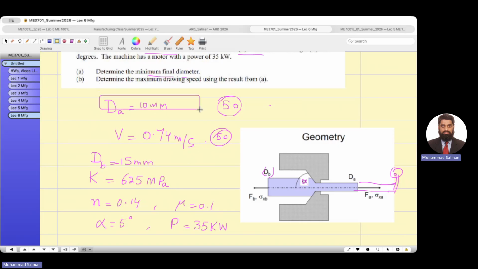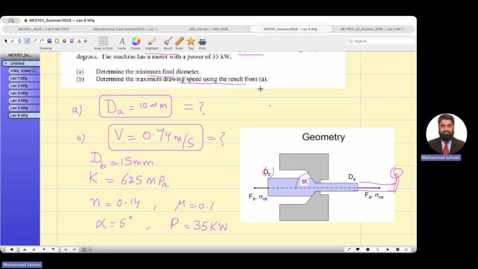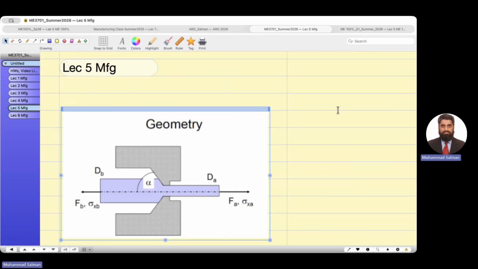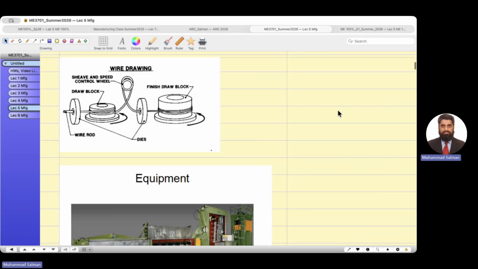The answer is dA equals 10 millimeters. But how would you get 10 millimeters? I will show you in a bit. And what is the speed? The second question is the maximum drawing speed. This is our A part, and the B part we have to find out, but I will show you the answer in a bit. The second part is drawing speed. If the power is given, then the force times the speed is also known as the power. Agreed? So let me grab a formula for the minimum diameter.